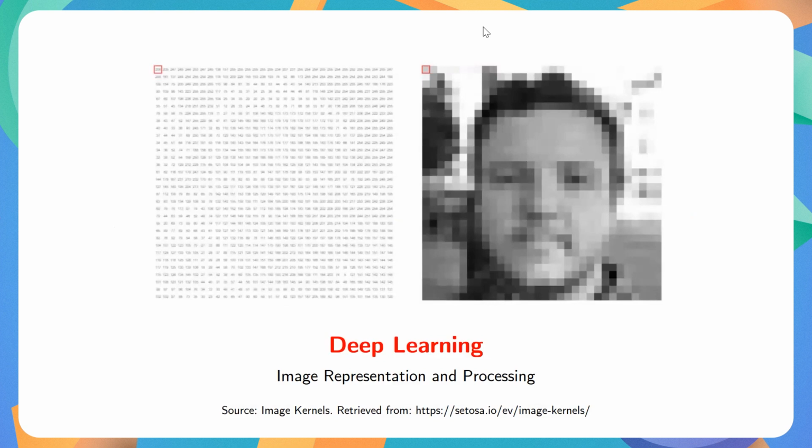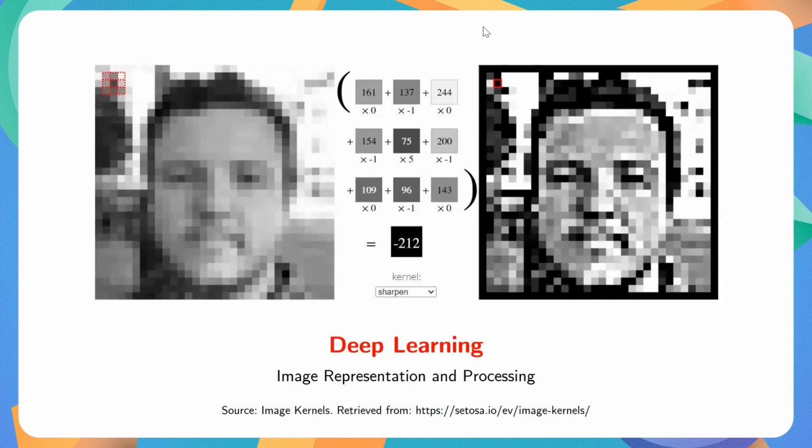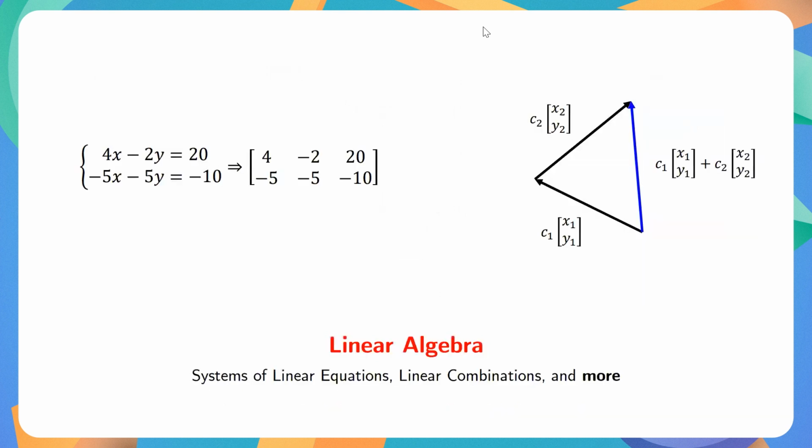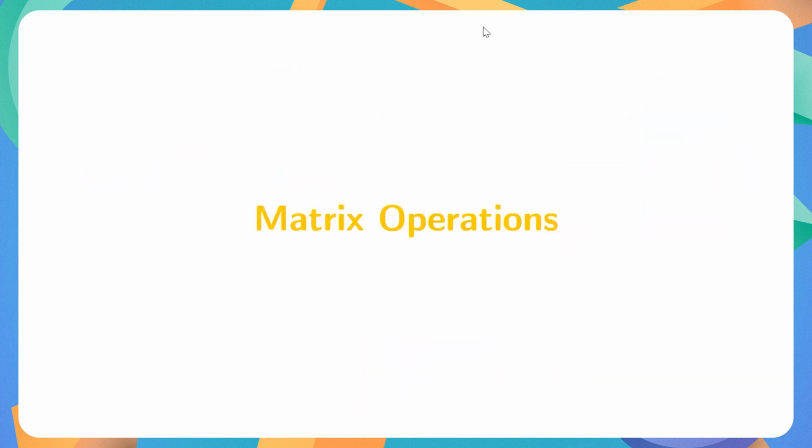You can also apply this to colored images. Red, green, and blue are used to denote the values in a colored image. You can also use matrices to apply filters or kernels to enhance the features of a specific image that you have in mind. Additionally, matrices are heavily studied in linear algebra, where you can use them in linear equations, linear combinations, and other concepts. So now let's delve into the matrix operations.